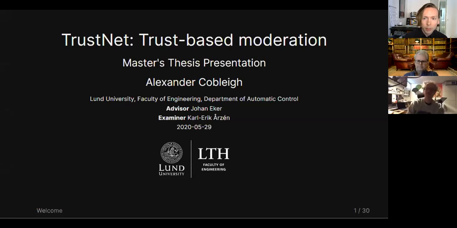So yeah, I will be presenting what I've done as my master's thesis. Briefly, I've developed a system for interacting with and managing trust, with the purpose of using it to implement a subjective and trust-based moderation system. But let's come back to that, and instead start by looking at the structure of this presentation.